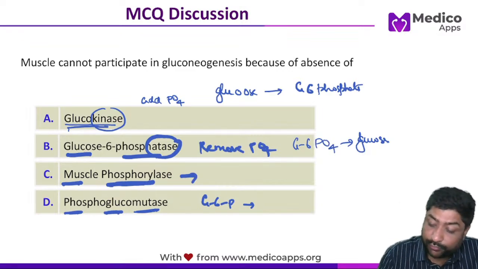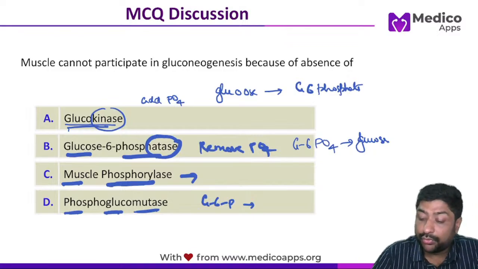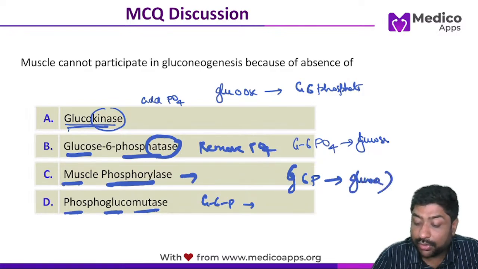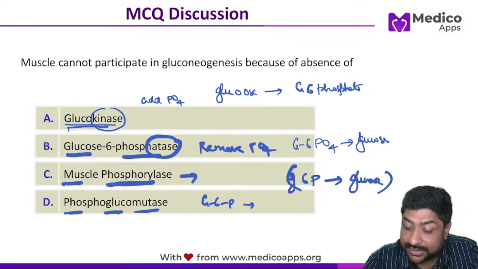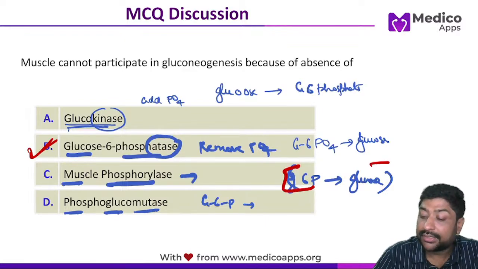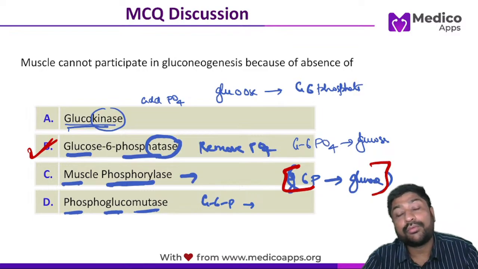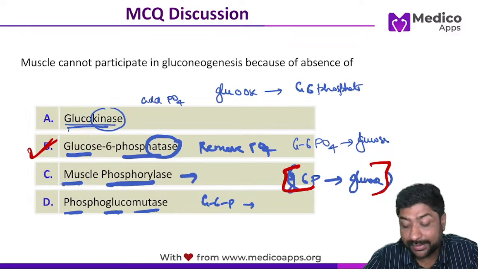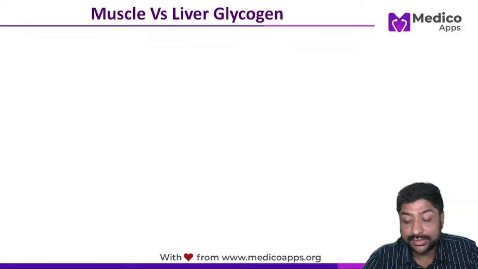Now, we know the last step of gluconeogenesis involves conversion of glucose 6 phosphate to glucose, isn't it? And specifically, muscle lacks this enzyme. That is why it is not able to convert glucose 6 phosphate into glucose, and so it is not able to participate in gluconeogenesis.